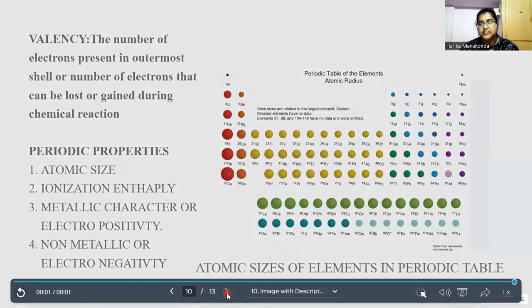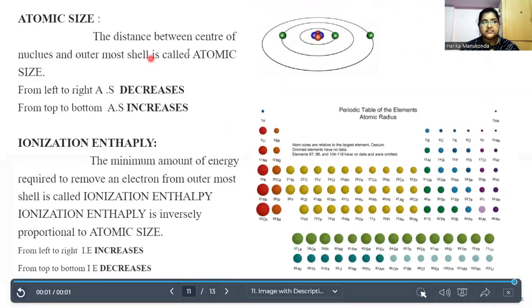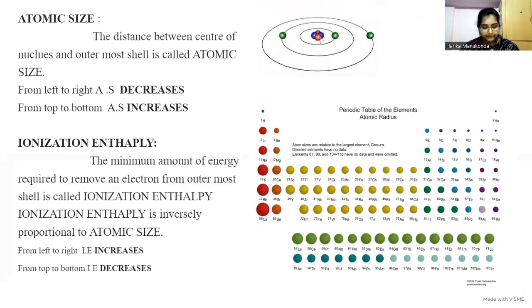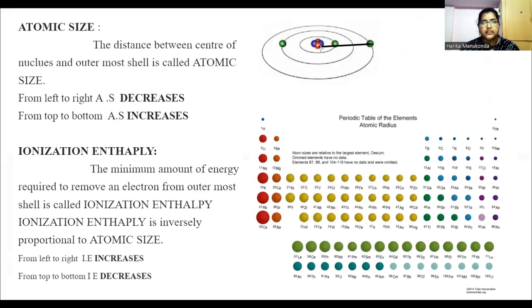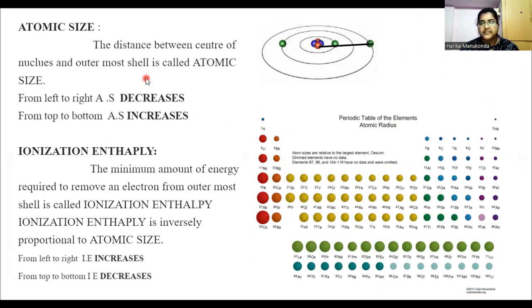Now let's go to the first property, atomic size. See, children, the distance between the center and the outermost orbit is called atomic size. So the distance between the nucleus, which we can call the center, and the outermost shell is called atomic size.